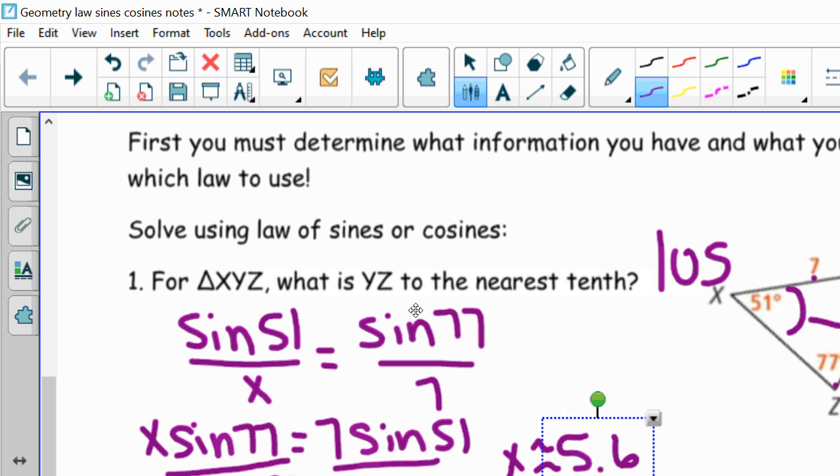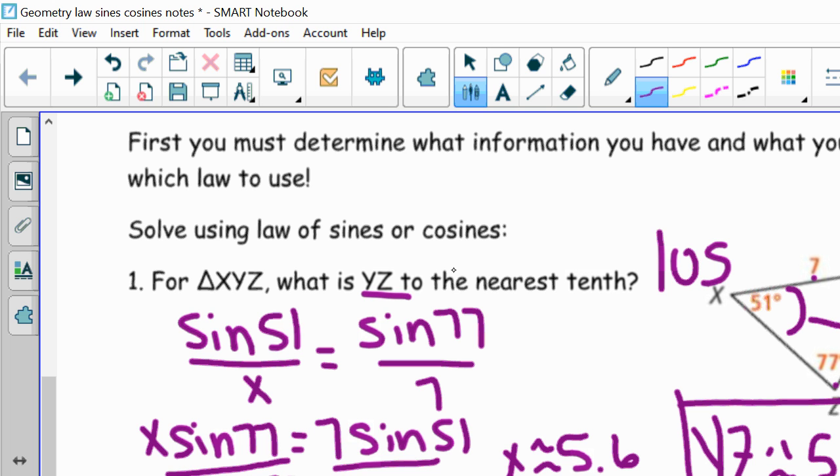We want to answer the question. They asked for YZ, so I would say YZ is approximately 5.6. They did not give me units, so I don't have to put inches or anything like that.